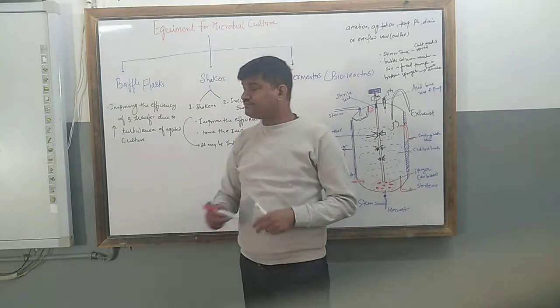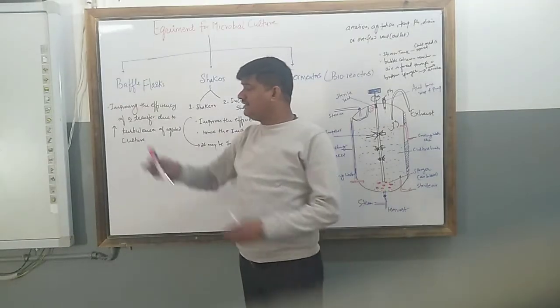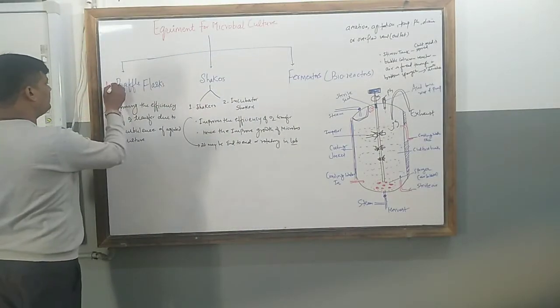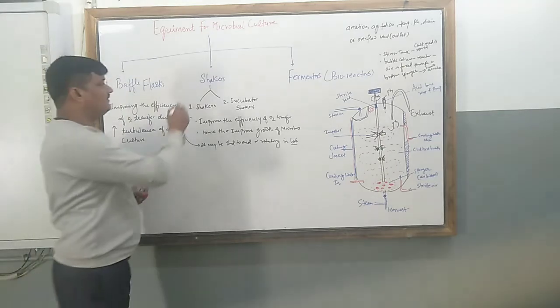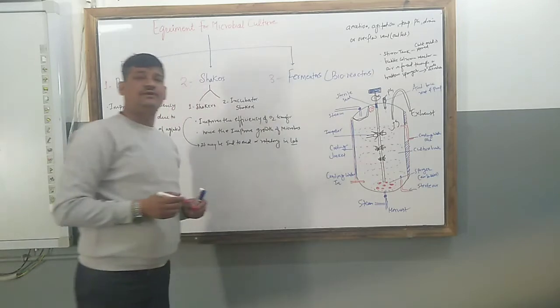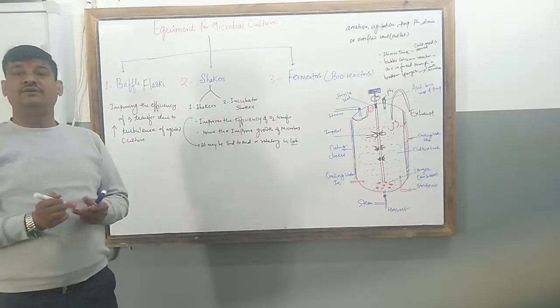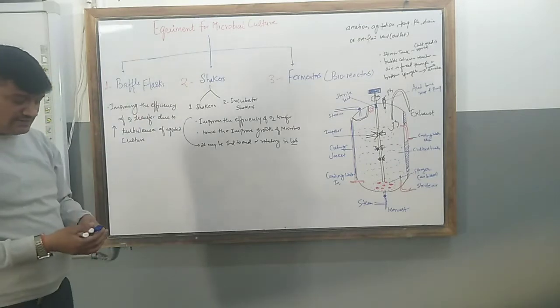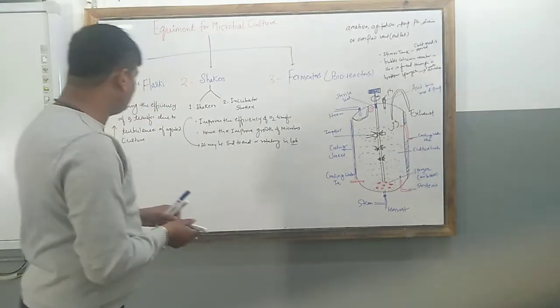So, children, the first one is the Baffle flask. You must know about this. First one is the Baffle flask, second one is the shakers, and the third one is the fermenters or bioreactors. So let us see the Baffle flask. I told you about the Baffle flask yesterday also.